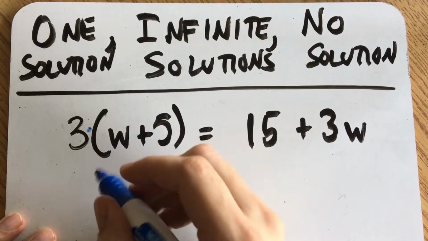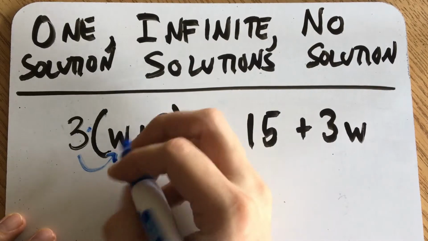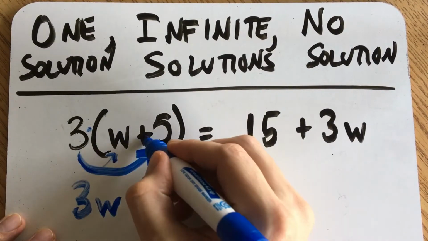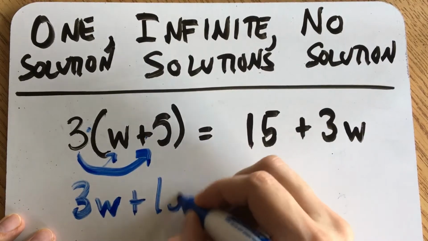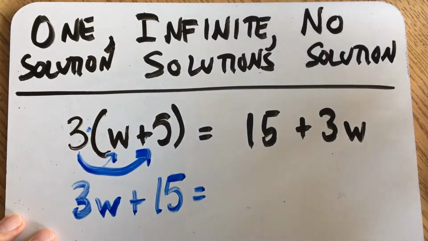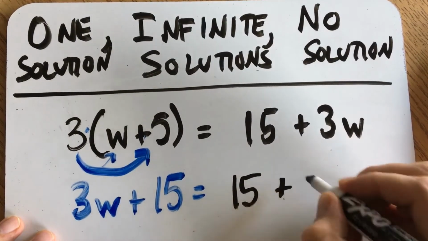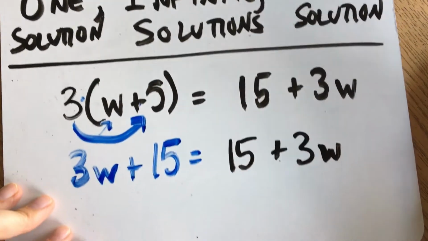I can't do the parentheses. And so what I'm going to have to do is do 3 times W, and I'll do 3 times 5, right? Positive 3, positive 5. And I'll end up with this on the left. And then on the right-hand side, this is already as simplified as it's going to get, so I can just copy that down. And you'll get this equation.